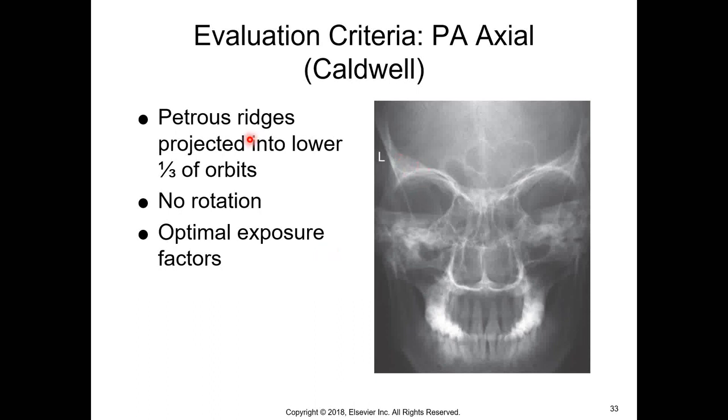My apologies. So for proper PA axial Caldwell, 15-degree caudal angle, your petrous ridges are in the lower third of your orbits. So here's your whole orbit, and this is the lower third. There they are. There's no rotation, and again, optimal exposure factors. You want to make sure everything's nice and penetrated.